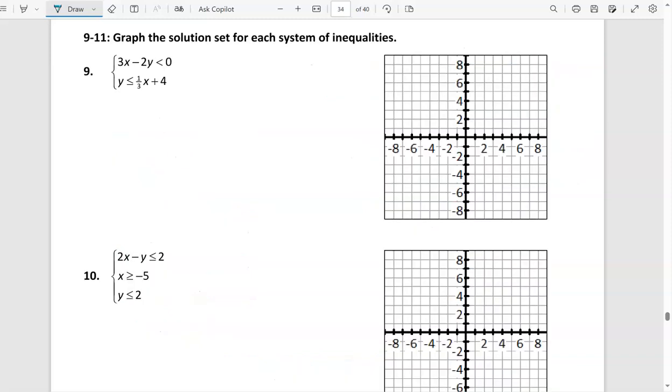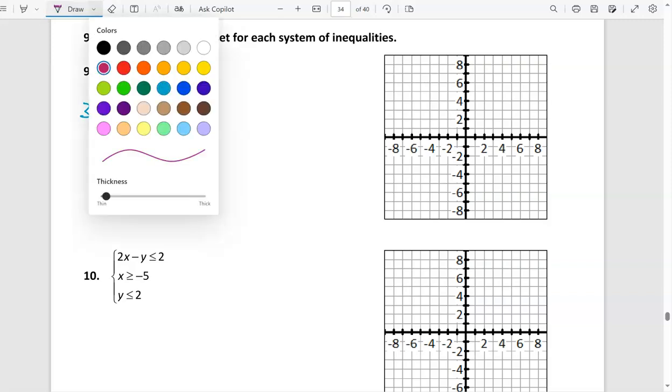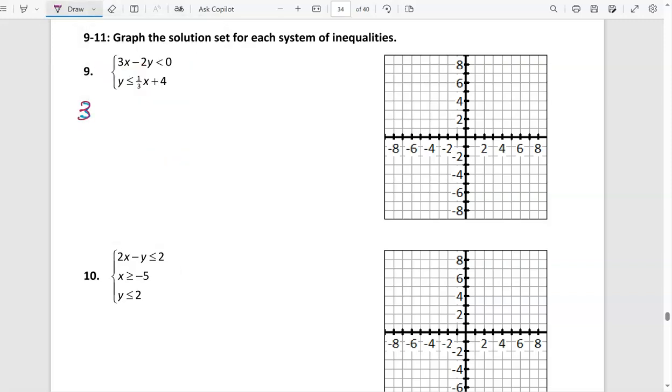In 9 through 11, we're to graph the solution set for each system of inequalities. So I'm going to take 3x minus 2y is less than 0, and solve that for y. So subtract 3x from both sides, and then divide by negative 2, which changes the direction of that inequality. So y is greater than 3/2 times x.